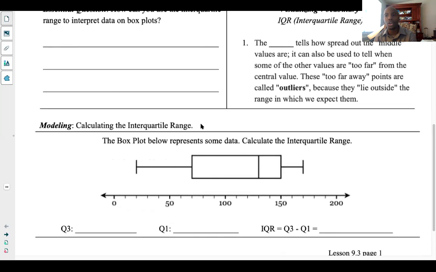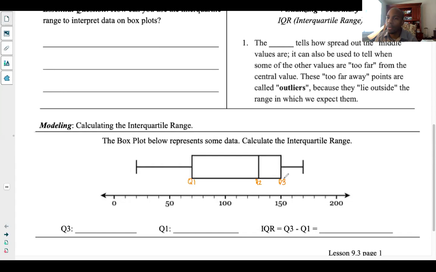Okay, so let's identify what the quartiles are. So quartile 1, we can see, is right here, right? This is quartile 1. I'm just going to make a little dot here and say Q1, right? We know this is the median. I'm going to call that Q2. And finally, this over here should be the actual quartile 3, okay?